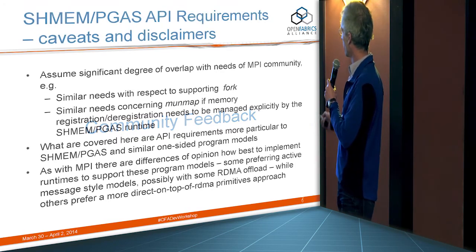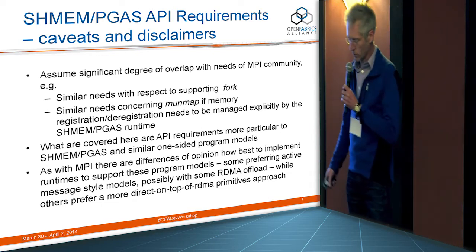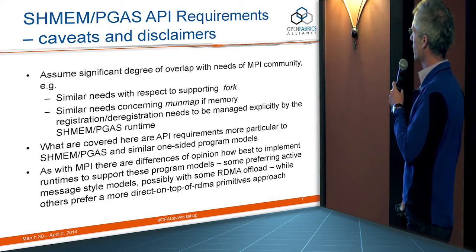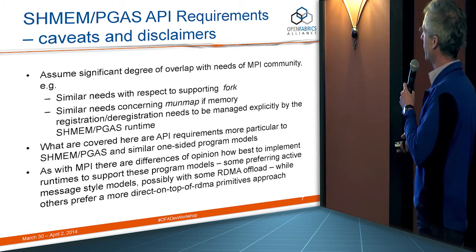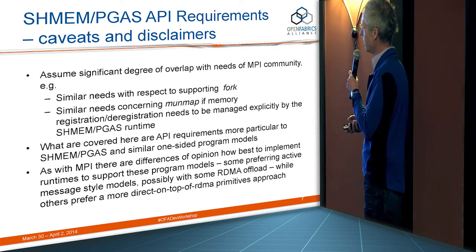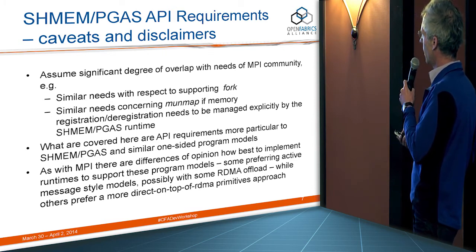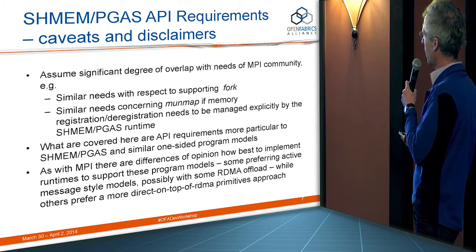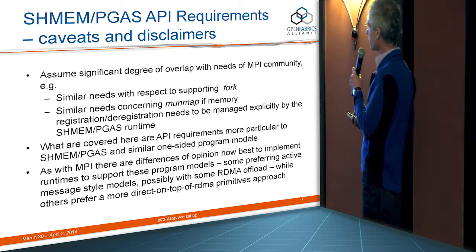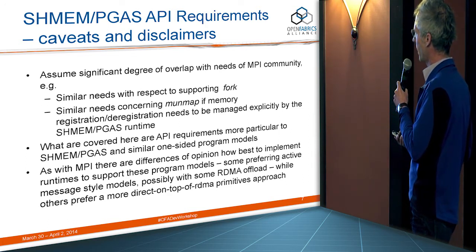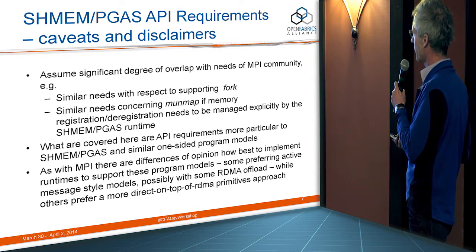Okay, now to the community feedback. Okay, sort of like what Jeff had in his talk, that Nathan's talk, caveats and disclaimers. There is a large degree of overlap between what the MPI community needs and what these folks need. So I'm not going to go into details, but things like the fork, the munmap, and those kind of problems that occur when you have caching of memory registrations in user space. So what I'm going to focus on are more API or requirements that are more specific to SHMEM and PGAS, but there will be some overlap.